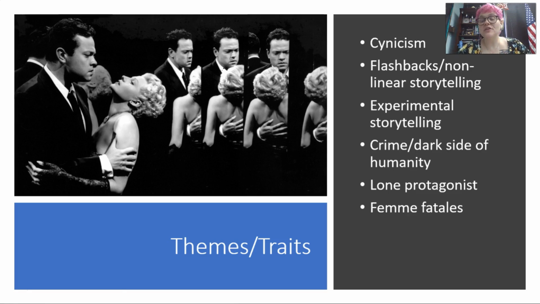So those are the visual characteristics of noir, but what are the themes, the thematic characteristics? Like I mentioned, film noir is often very cynical, so it has a very negative, dark view of humanity and the world. Film noir often involves nonlinear storytelling and the use of flashback. We're going to see that more in our second film noir that we're going to watch, Sunset Boulevard. As well as a lot of experimental storytelling techniques, like we saw with Citizen Kane.